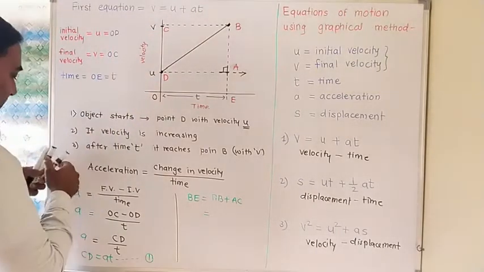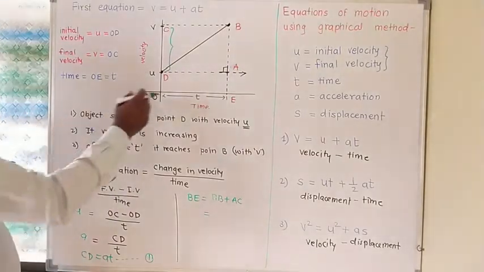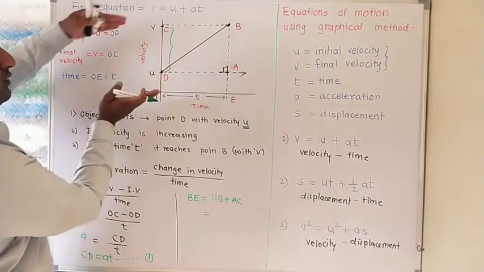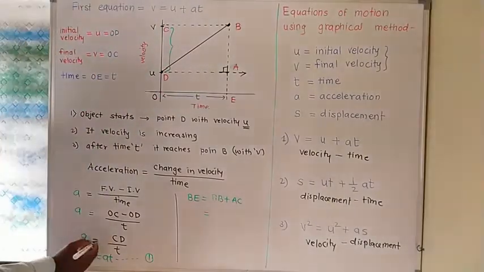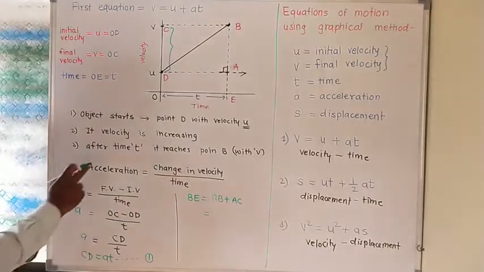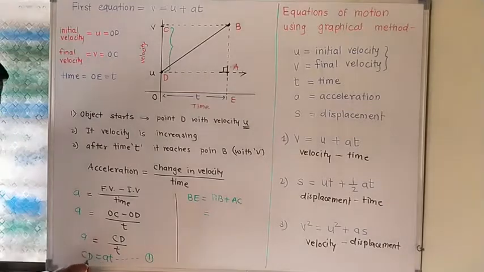So what are we getting? Here we are getting CD. Is it clear? OC minus OD, so the remaining part is CD. So acceleration is equal to CD divided by time as per this relation. Now if you multiply t towards a, then CD is equal to at. That is the first equation.